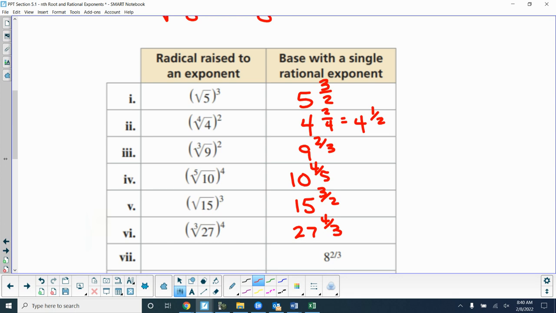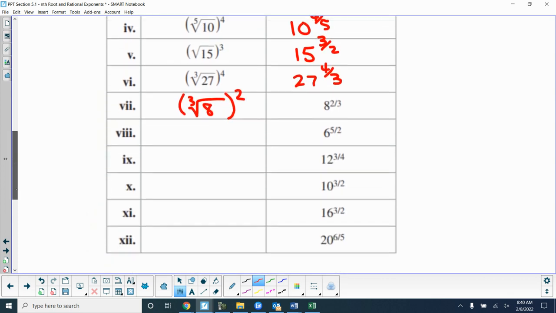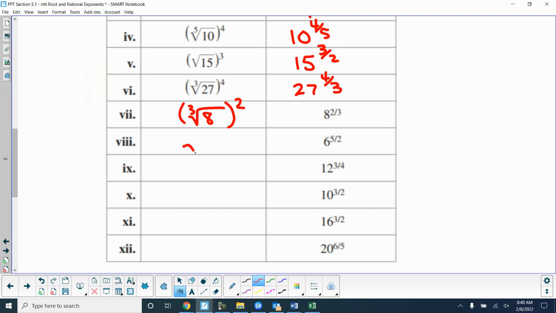What's underneath the radical sign? 8. What's the exponent? 2. What's the root? 3. Very good. So we have the root be 6. 5 is the exponent. And do we need to put a 2 there? No, but you can. If you do put the 2, it's okay, but you don't have to.